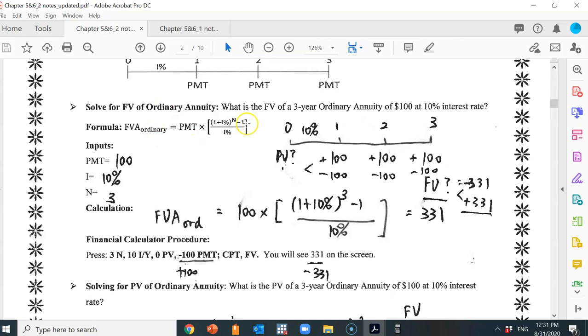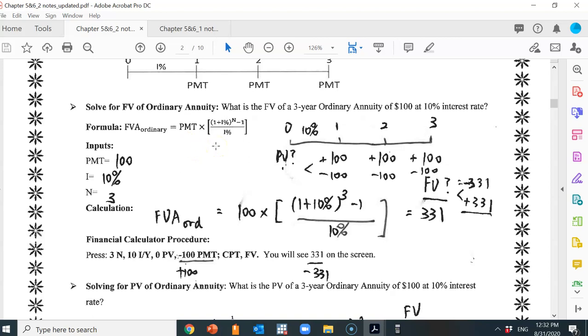Okay, and that can be simplified into this format here. This is how we derive the future value formula for ordinary annuity. You are not required to know the derivation. However, you should know how we can use this formula. In exams, you're going to be provided these formulas, so you don't have to memorize them either.